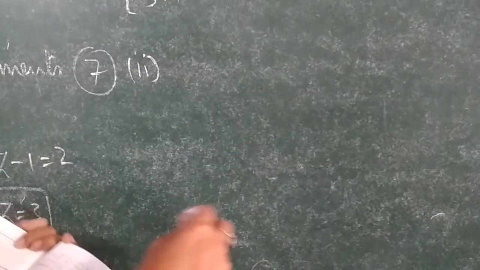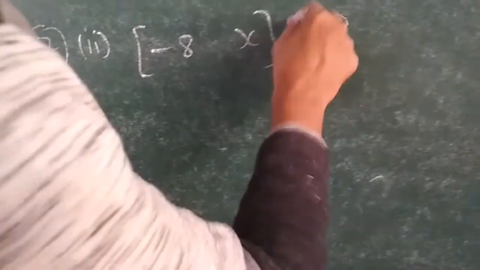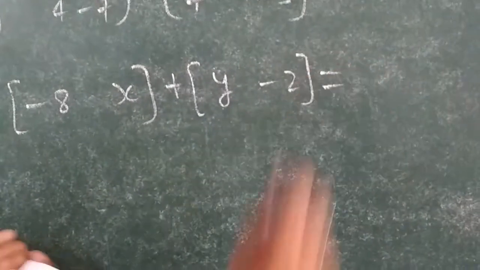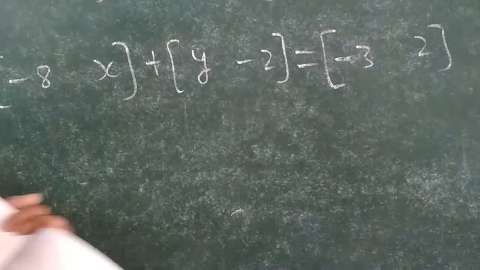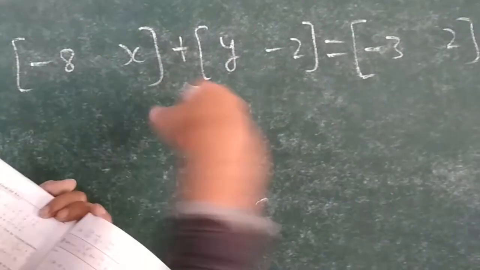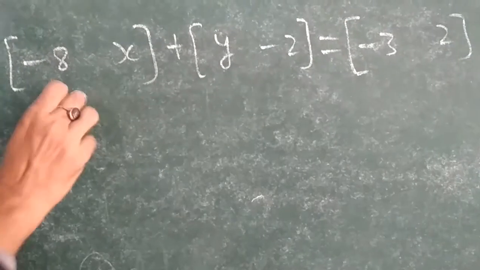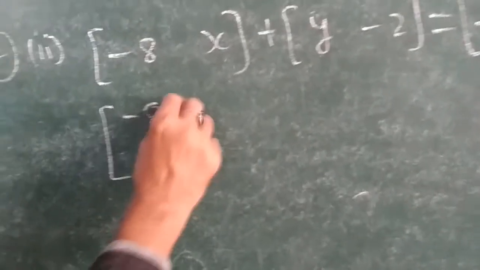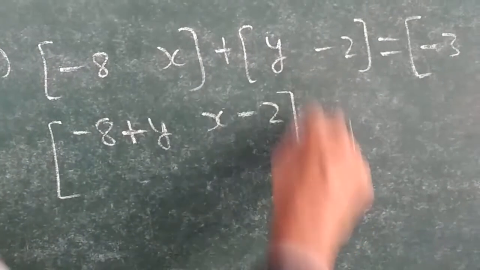Second part: [-8, x] plus [y, -2] equals [-3, 2]. First matrix, second matrix. On adding, we get this matrix. So how can we find the value of x, y? First we have to add them. We have to convert these 2 matrices into a single matrix. So it will be [-8 plus y, x minus 2]. So this is your matrix. Here we have [-3, 2].